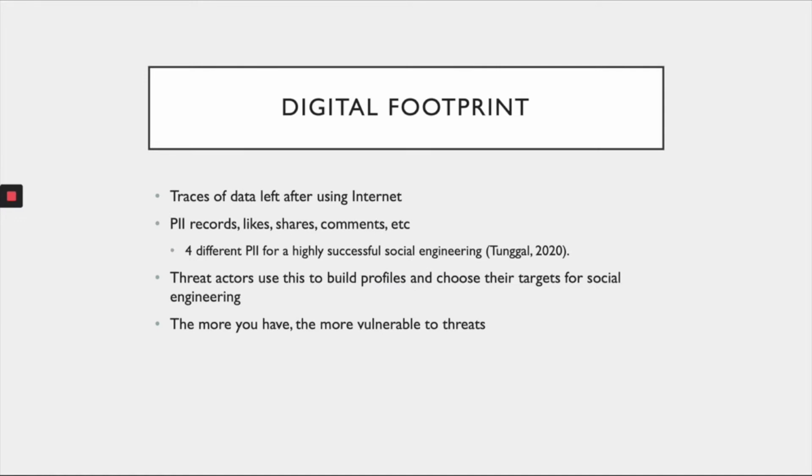Digital footprint is a trace of data left after using the internet. This includes things such as PII records like names, addresses, and dates of birth, and the likes, shares, and comments on social media platforms such as Facebook and Instagram. There are 4 different types of PII records that are needed for really highly successful social engineering attacks, as these can be tailored to the target, making them more likely to believe it's real. Threat actors use this to build profiles and choose their targets for social engineering attacks. The more openly identifiable information there is online, the more vulnerable you are to threats.